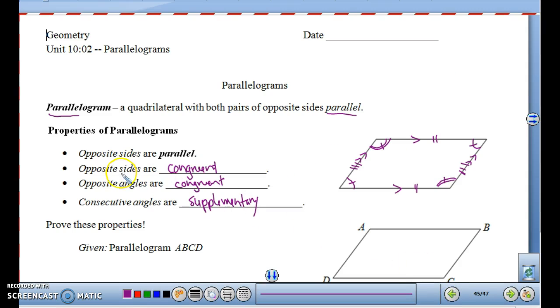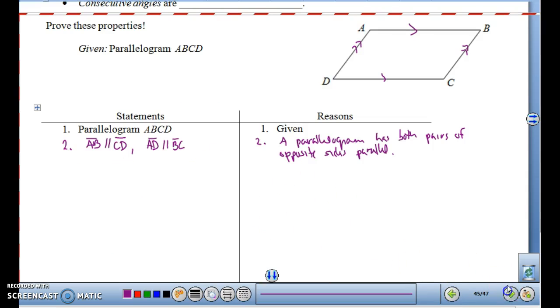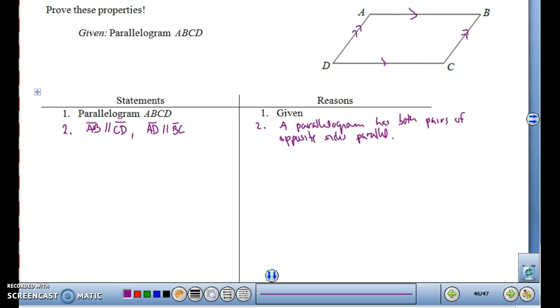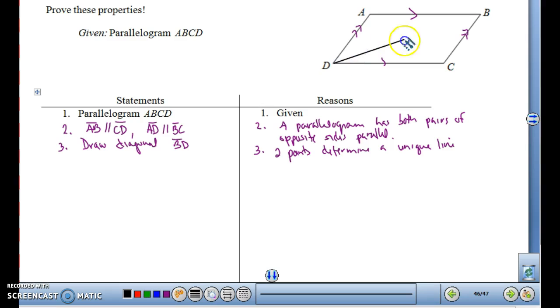Okay, our second property, opposite sides are congruent. Now in order to prove opposite sides congruent, we're going to have to draw an auxiliary line. My auxiliary line is going to be a diagonal. I'm going to draw in diagonal BD. Now, why can I do that? I can draw a diagonal BD because 2 points determine a unique line. So I can take any 2 points and draw a line between them. So here is my diagonal that I'm drawing in.